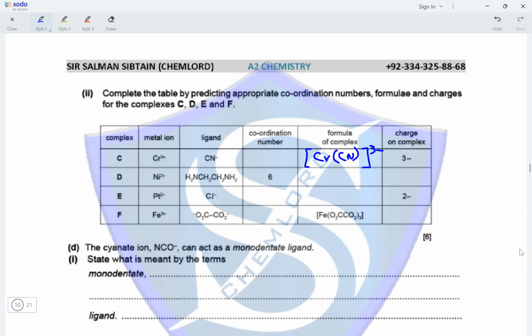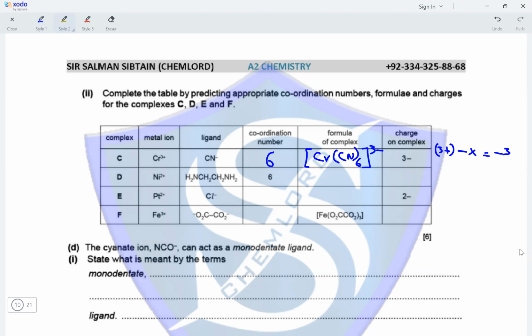So it is a 3 negative charge here. Chromium has a 3 positive charge. So 3 positive minus x equals minus 3. So x would be equal to plus 6. So plus 6 would mean that there are 6 ligands present. So [Cr(CN)6]. This is the formula of the complex, and since there are 6 ligands bonded to chromium, the coordination number of this complex is 6.